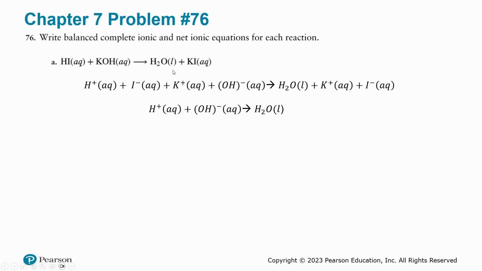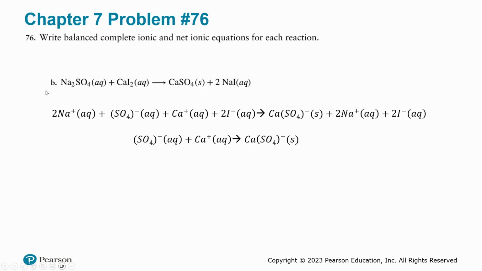It's not a precipitate because it's in the same phase. A liquid and water are in the same phase. But it is a non-ionizable species, so we would keep it in its unionized form. Whereas the ones that came together, we would leave in their ionized form in the reactants, or in the starting materials. In the products, they're not ionized, so we don't ionize them.